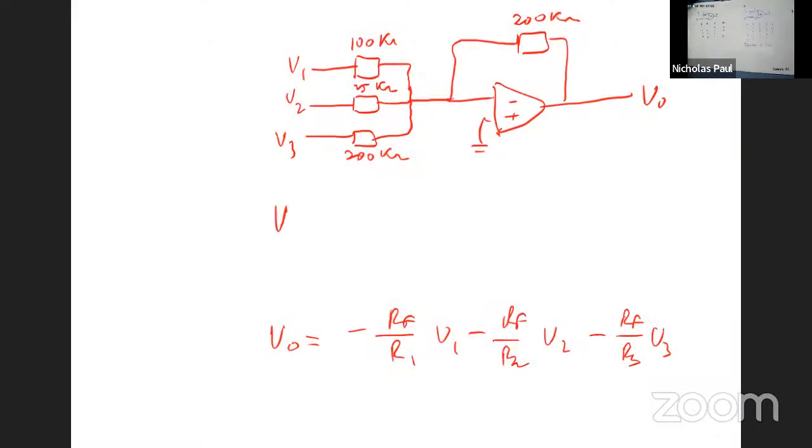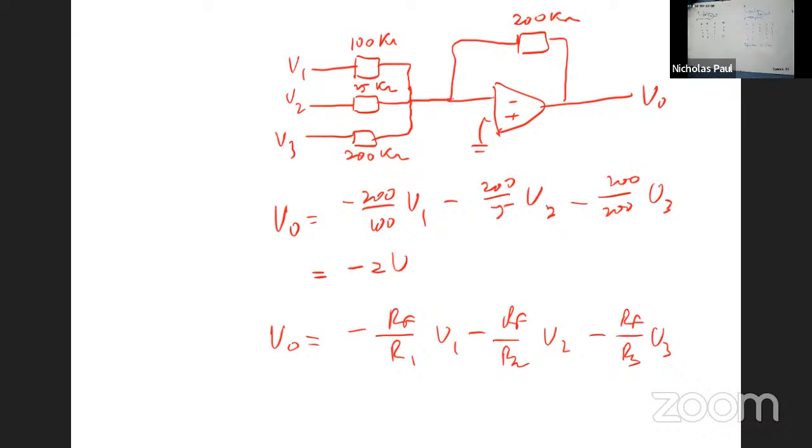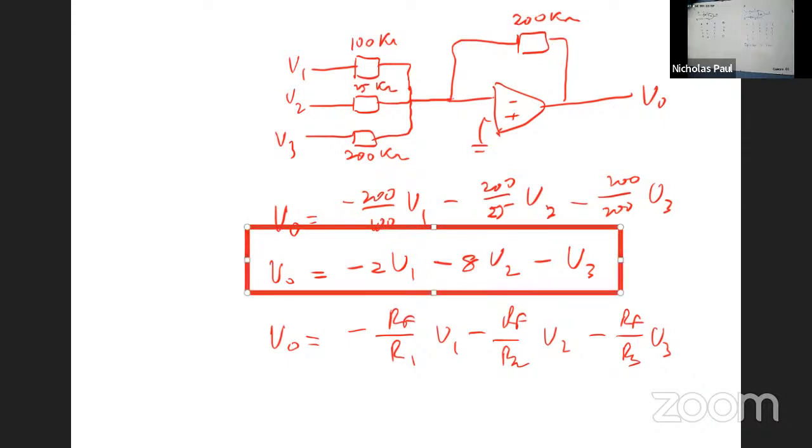Check it and see. Minus 200 over 100 by V1, minus 200 over 25 by V2, minus 200 over 200 by V3. So you'll be left with minus 2V1 minus 8V2 minus 1V3. That's it. That's what you want to get.